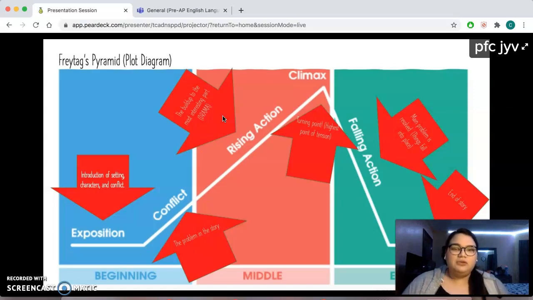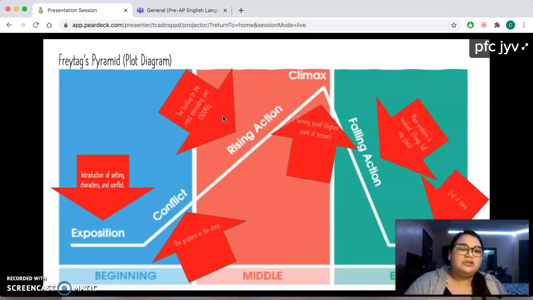Well, Ms. Nevarez, what do you mean by turning point? What I mean by turning point is that you get some kind of resolution. So something happens that changes the tone of the story. Usually the tone changes. It's very different from the rising action to the falling action.